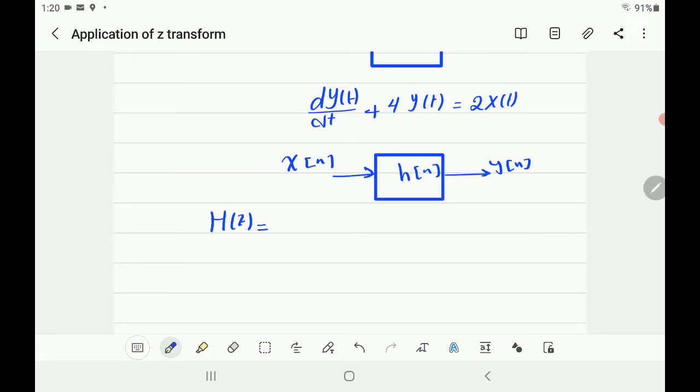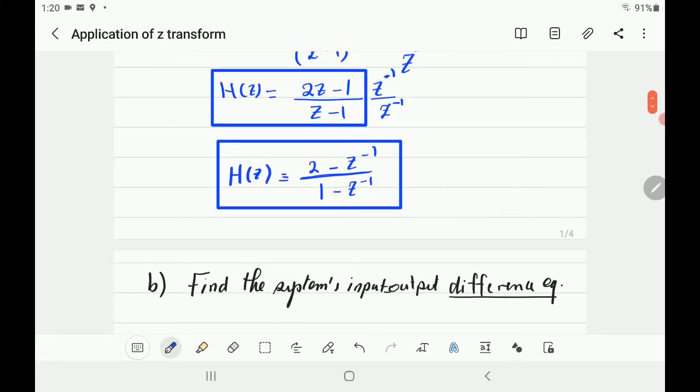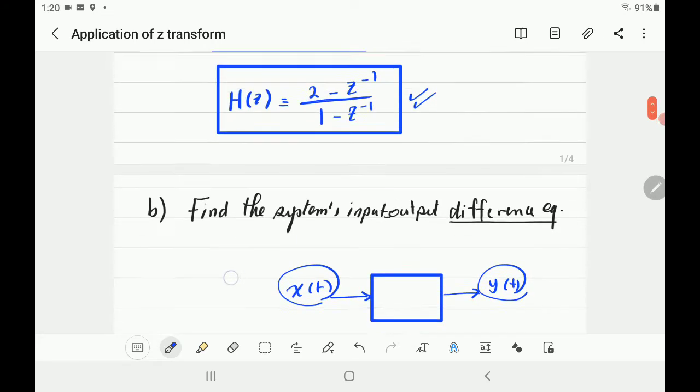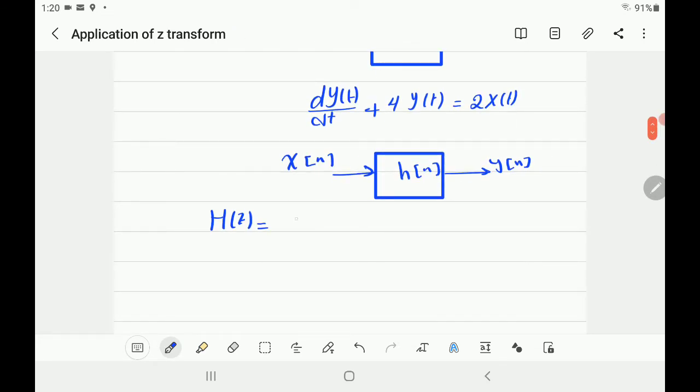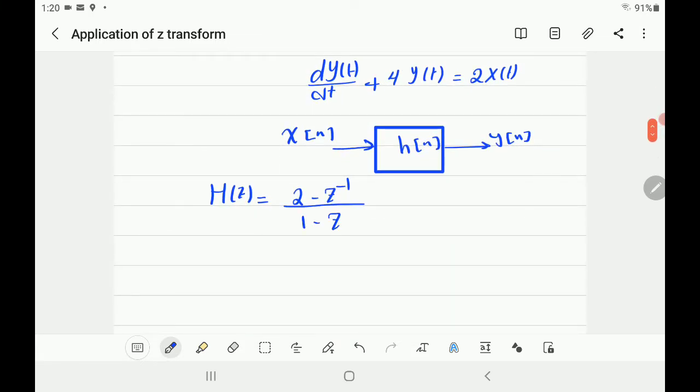We found h of z. Here you go, this expression or this expression. Well, let me choose this one. So it's equal to 2 minus z to the power minus 1, divided by 1 minus z to the power minus 1. All right. And we know that h of z, the transfer function, is equal to the output related to the input.